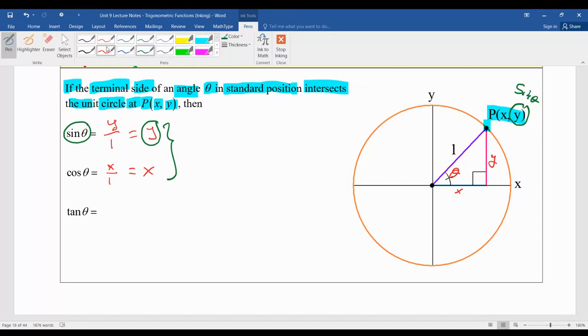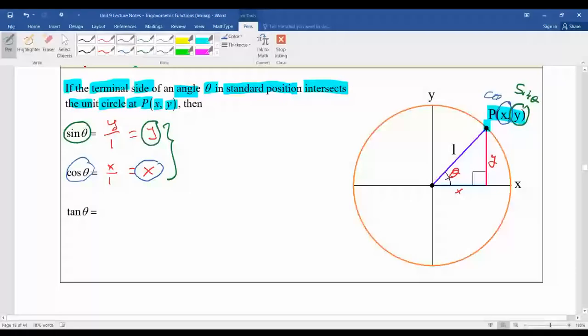Same thing in regards to the cosine. So cosine theta equals x, because again, x over 1 is simply x. So cosine theta equals x. That means the x coordinate of any point on the circle would be the cosine of theta.